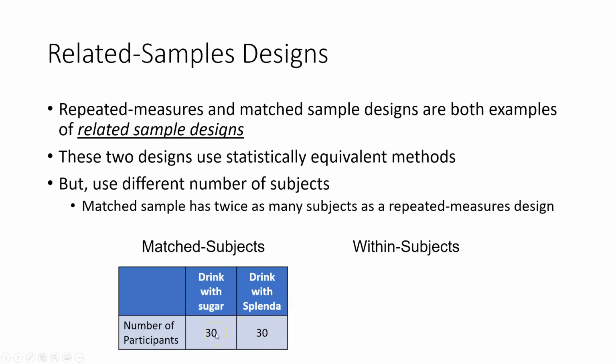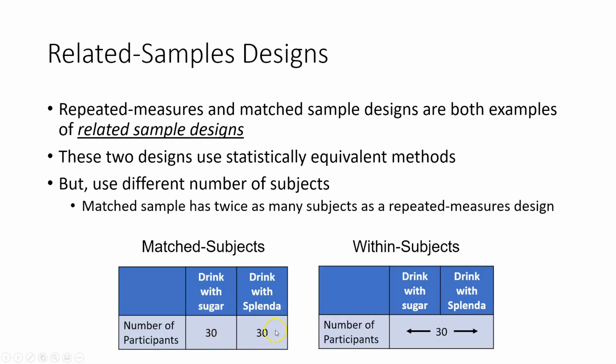I hope that makes sense. You're matching up one person from each group with each other. But you've got 60 people in the study because you've got 30 people per condition. But in the within subjects design, where you're comparing the same people, making comparisons within the subjects, you actually only need to recruit 30 people because they do both conditions.